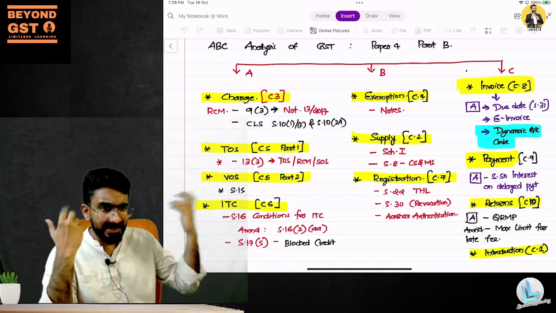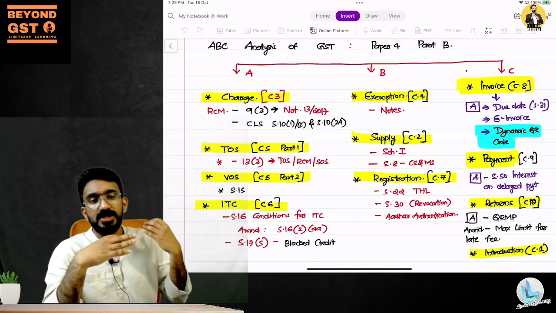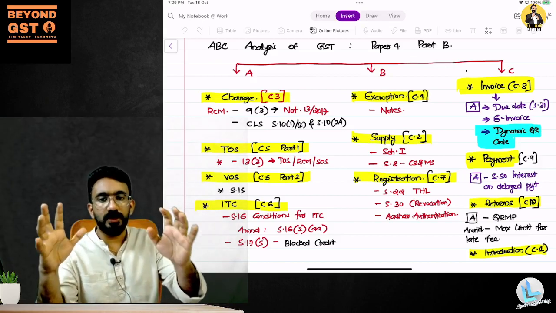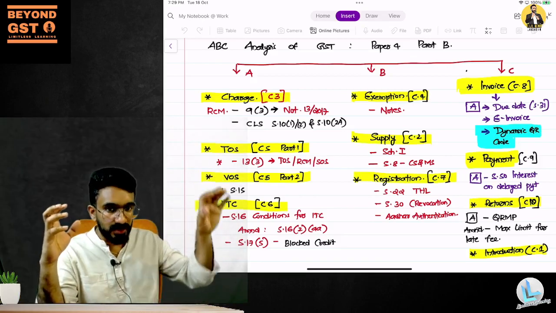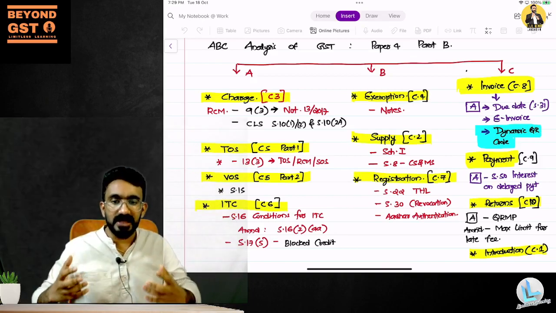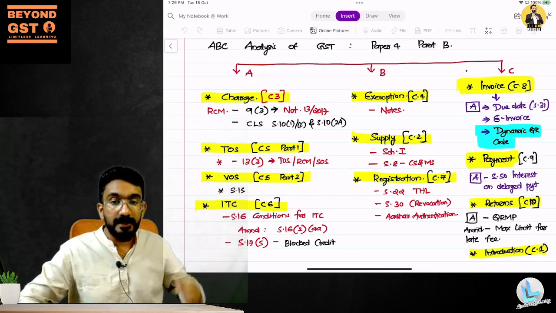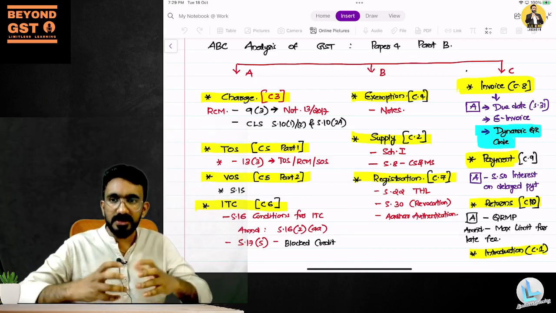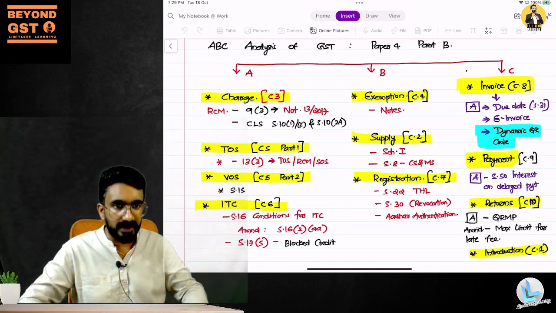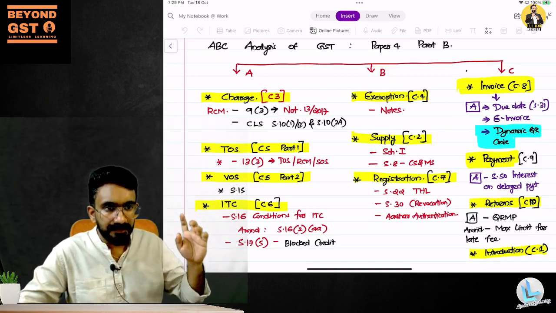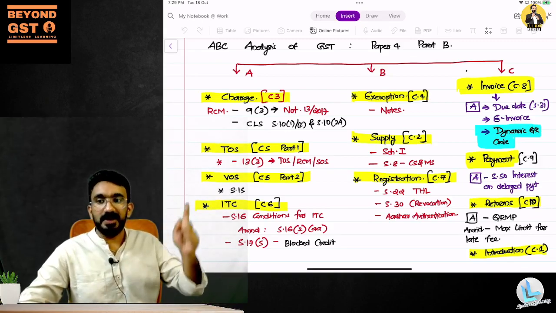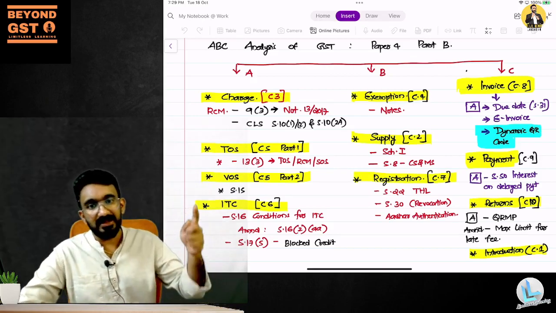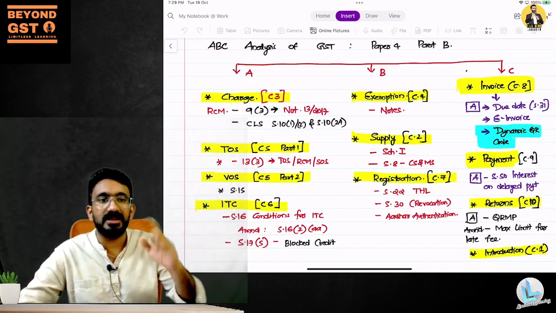Then the C category chapters, which are procedures like invoice, payment, returns. But please note, even though I would call these procedures C category because not every examination asks questions from these chapters, there are a few areas inside them which are A category now because there has been an amendment and questions are being repeated from there. In the invoice chapter, the due date of invoice was tested in the last exam and the last-to-last exam also. Section 31 can also be connected to time of supply and tested.